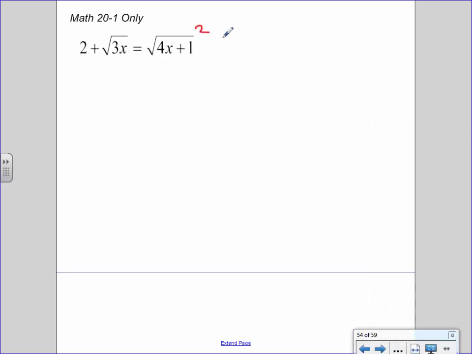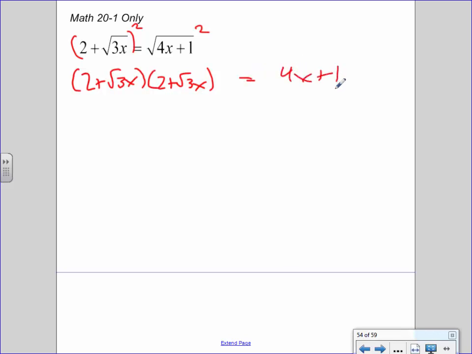So I'm going to square this side right here. But I have to put this entire thing in brackets to square it, which stinks. Because it means that what we have now is 2 plus root 3x next to another 2 plus root 3x. And that all equals 4x plus 1. You guys follow that? I have to FOIL this mess. And it really is a mess.